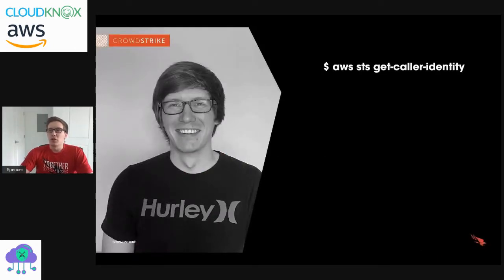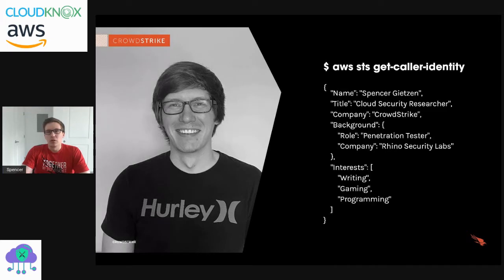So I'm a huge cloud nerd, so instead of the traditional "who am I" slide, I did an AWS STS get-caller-identity slide, which basically says what Jaren just shared: my name is Spencer Gietzen. I'm a cloud security researcher at CrowdStrike. I previously was a penetration tester at Rhino Security Labs. And I've got an interest in technical writing, gaming, and programming.